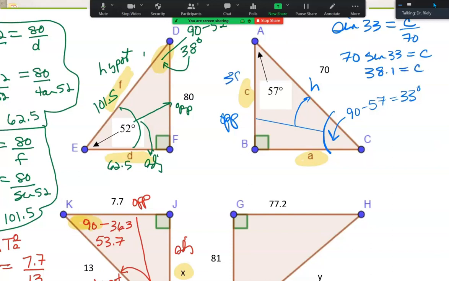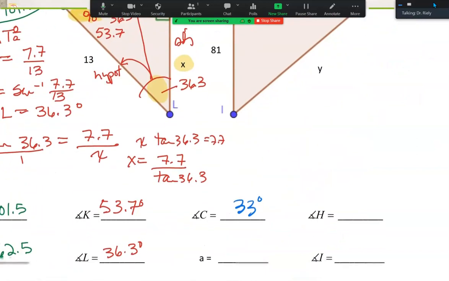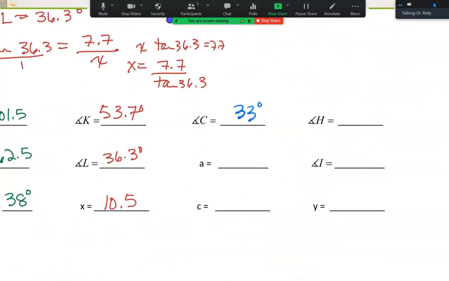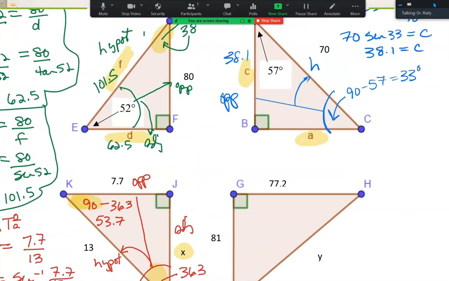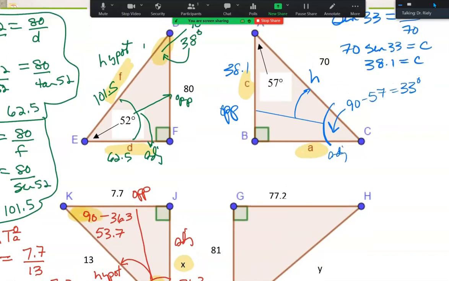So this is 38.1. So come down here, and for C, put 38.1. Okay, so we're going to do the other side now. Let's do the adjacent over hypotenuse. And I'm going to say that the cosine of 33 degrees equals A over the hypotenuse, which is 70.